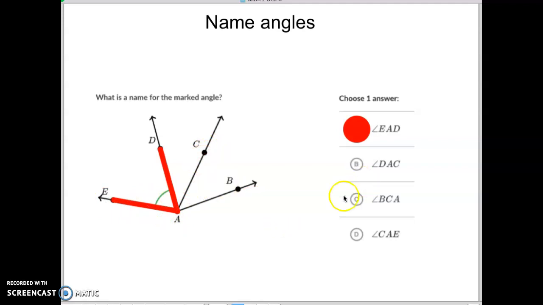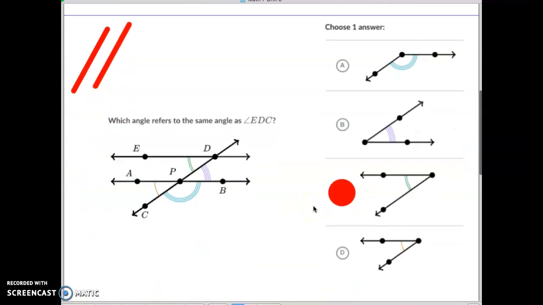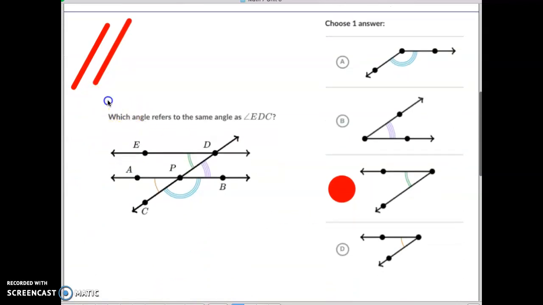Let's do one more, because they asked us a little differently. Here's this one. Which angle refers to the same as EDC? So again, I'm going to put these red lines on EDC. The first one I'm going to line up is going to be the ED line. So E to D. Here's letter E, there's letter D. I put one line there.